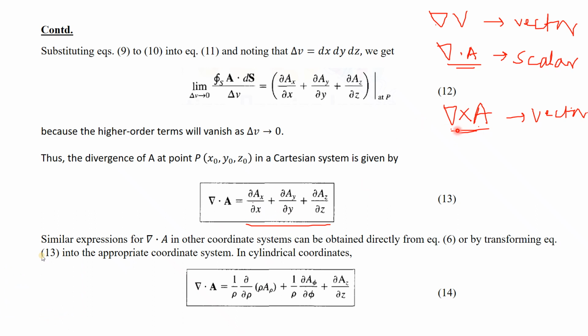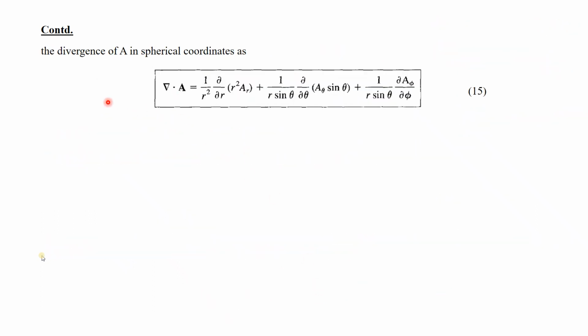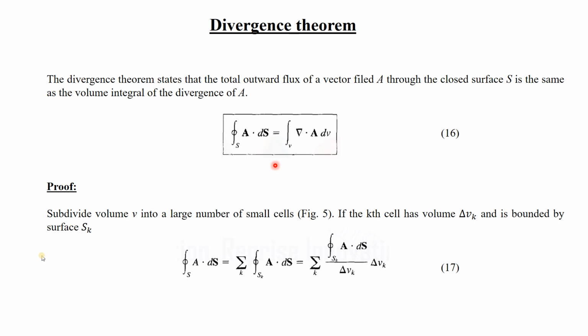Similarly, if you perform the same operation, the dot product between the del operator in the cylindrical coordinate system with a vector in the cylindrical coordinate system, then the divergence of a vector in the cylindrical coordinate system will be represented by this equation. Similarly, if you represent the divergence of a vector A in the spherical coordinate system, it will be represented by this equation. Okay. So these things you have to note down and memorize if numericals come in the exam.